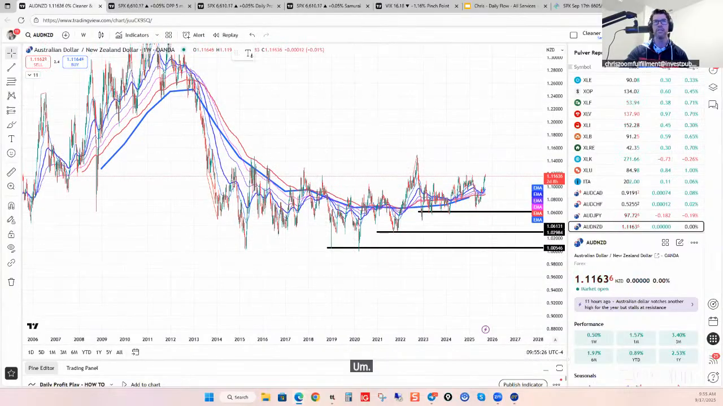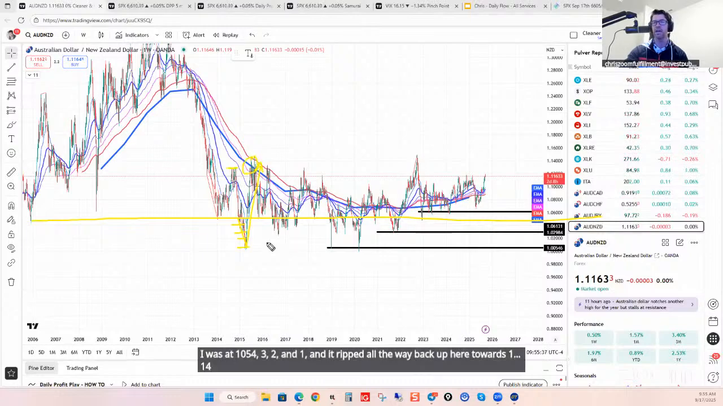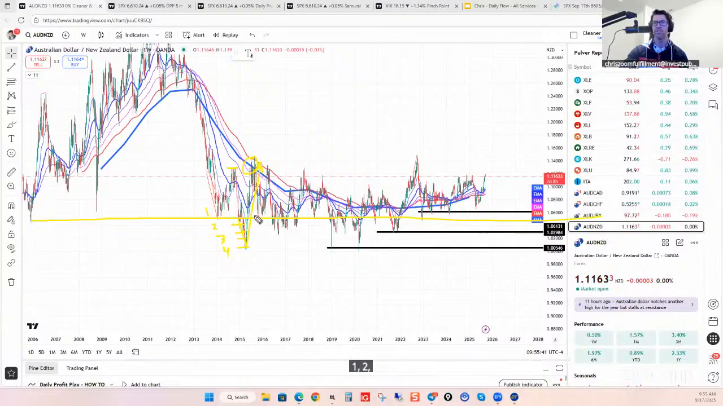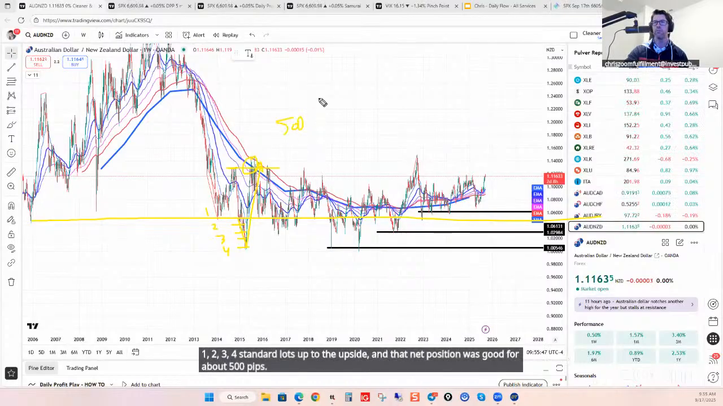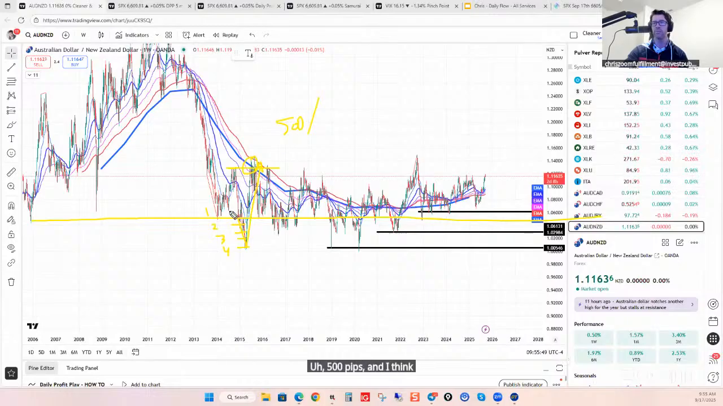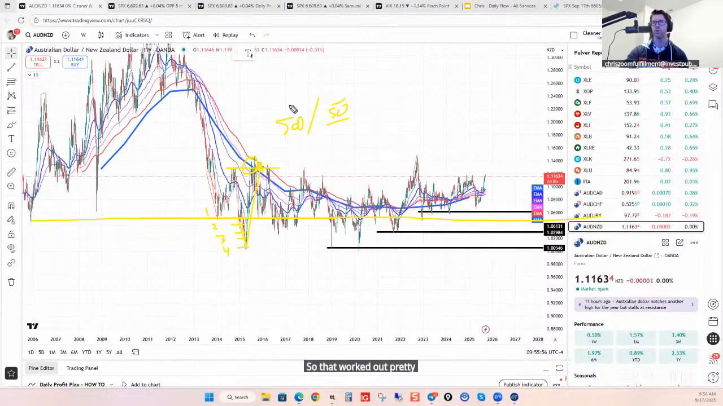I was big into this trade when we broke the floor here at 105. I was at 105, 4, 3, 2, and 1, and it ripped all the way back up here towards 114. I took profit at this high. So I was in for 1, 2, 3, 4 standard lots up to the upside. And that net position was good for about 500 pips. I think collectively between the accounts I was managing and my own, there were probably close to 50 standard lots running. So that worked out pretty nice. That was like a 200K trade.